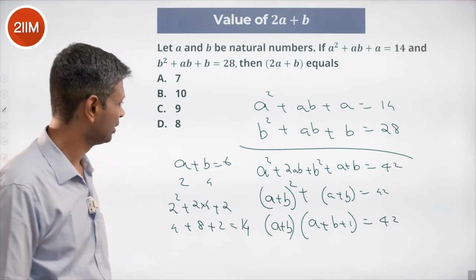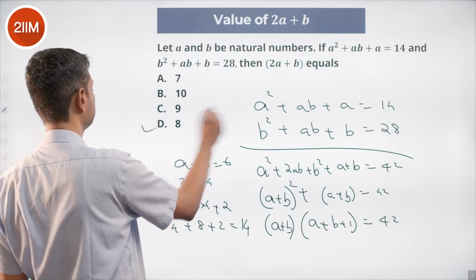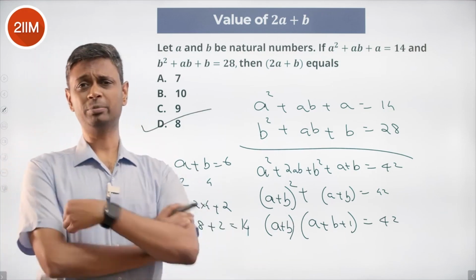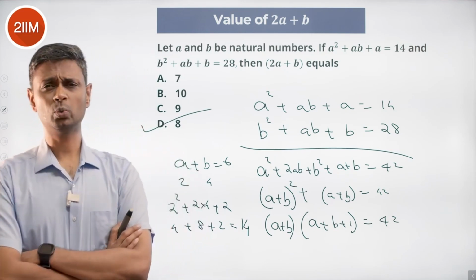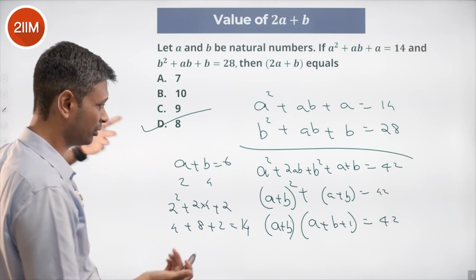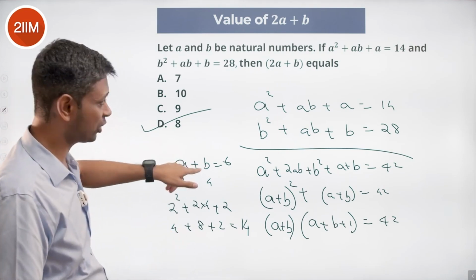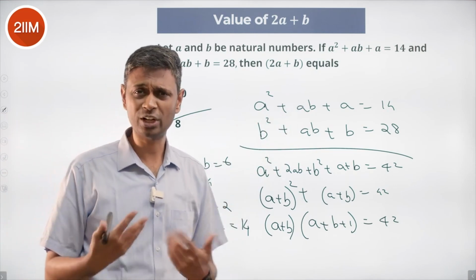That should work. So what is 2a plus b? 2 into 2, 4, plus 4, 8. If we add these two, we get a plus b is 6. 3, 3 doesn't work. 2, 4 should work. And then we are through. We can also solve this by saying a is 6 minus b, substitute that here, get that quadratic, solve and get a. That's the other, more algebraic method.